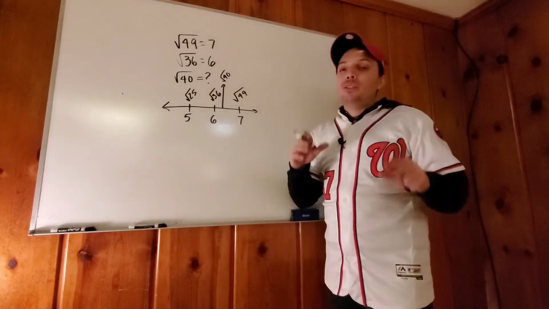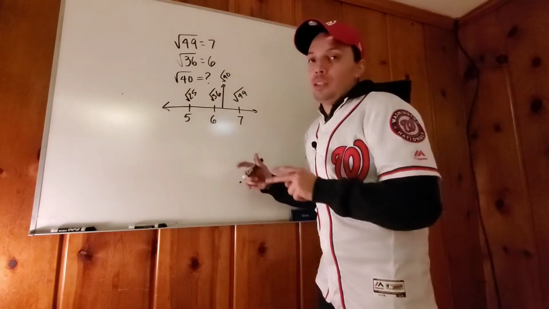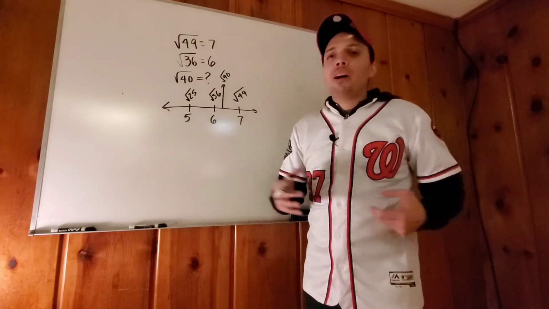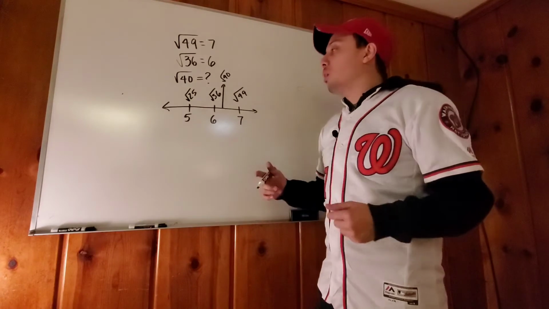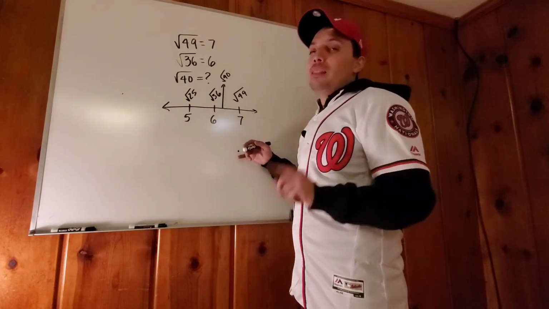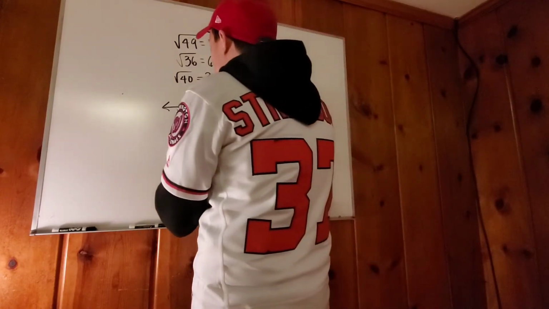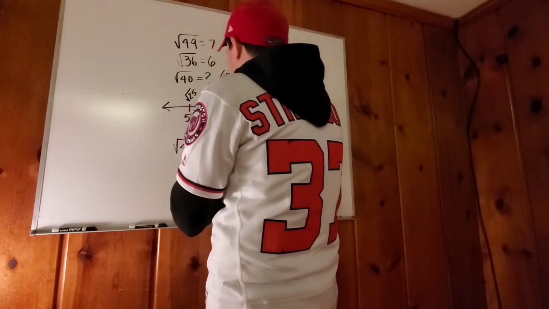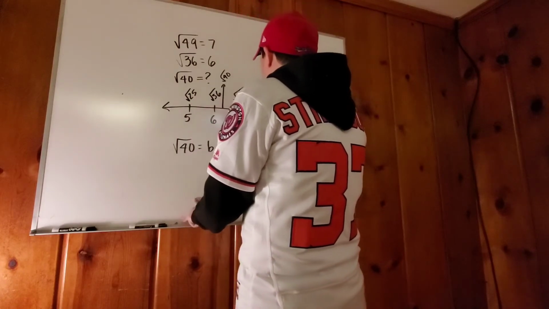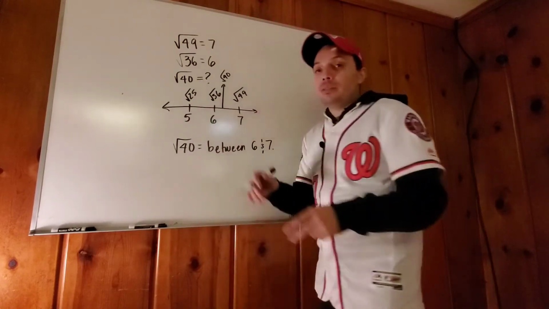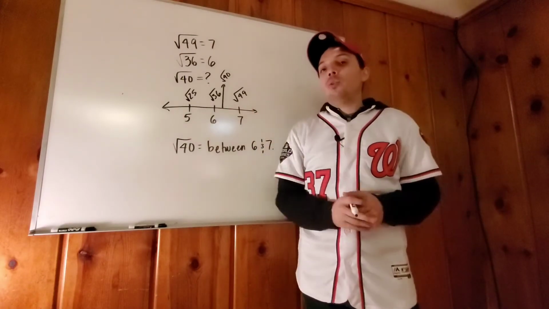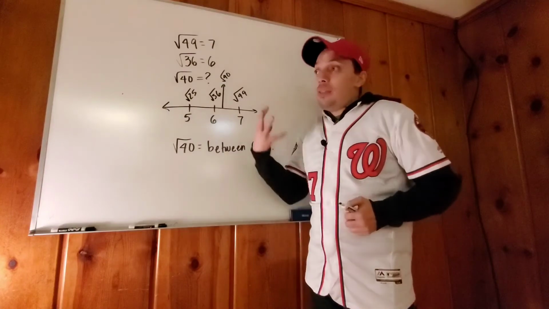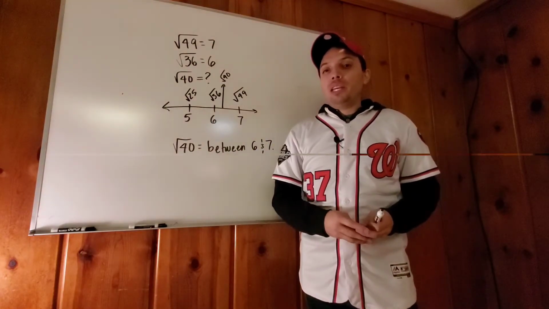All you have to do for this estimation part is not literally tell me I think it's going to be 6.4 or 6.5 or anything like that. That makes it a lot harder. What you have to do is say, I think the square root of 40 is going to be between 6 and 7. And that's it. That's all you have to do. That's how you estimate square roots, and that's all you have to do for the first part of the lesson.